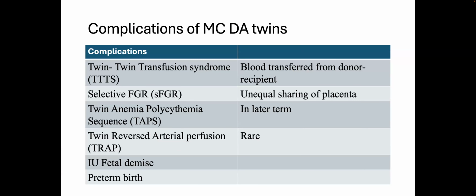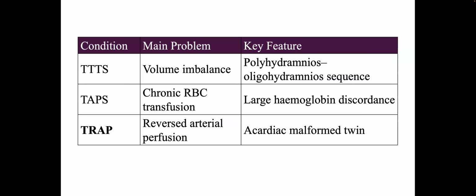The complications of MCDA twins may be twin-twin transfusion syndrome, where the blood is transferred from the donor to the recipient. There may be a selective FGR, where unequal sharing of placenta is there. There may be a twin anemia polycythemia sequence, that is TAPS, in the late term baby, and twin reverse arterial perfusion, TRAP, which is generally rare. And besides this, you may have obviously preterm delivery and intrauterine demise.